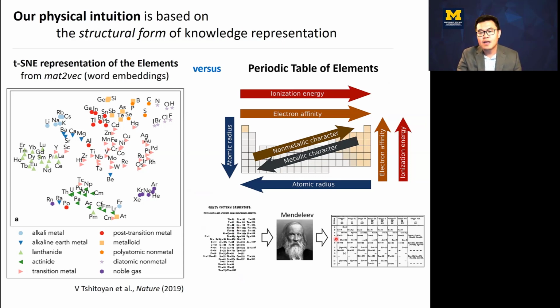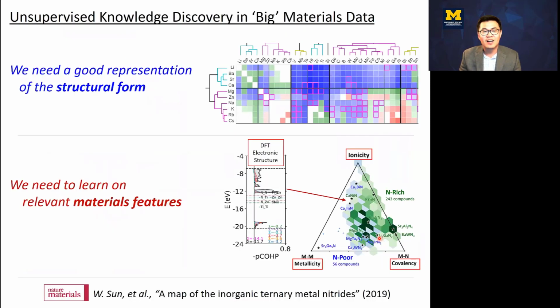Now, what I want to ask today is, can we start moving machine learning away from representations like this into representations that give us conceptual insight, give us intuition about chemistry and material science? And I think my argument is that we can. We just have to satisfy two criteria. The first one is we need a good representation of the structural form. And I'll tell you a little bit more about what that means later in the talk.